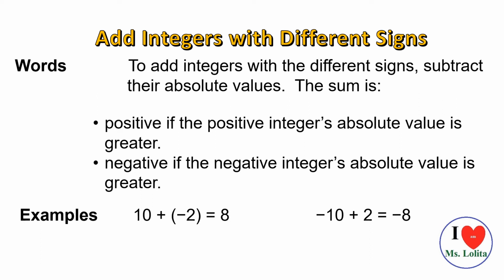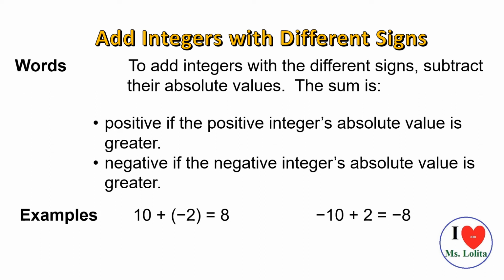Like in the example, 10 plus negative 2 is equal to 8. We're going to carry the sign of the bigger number because 10 is bigger than negative 2. And 10 has a positive sign. Therefore, the answer is positive 8.